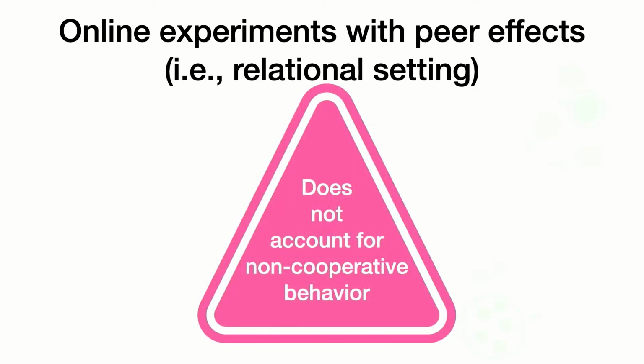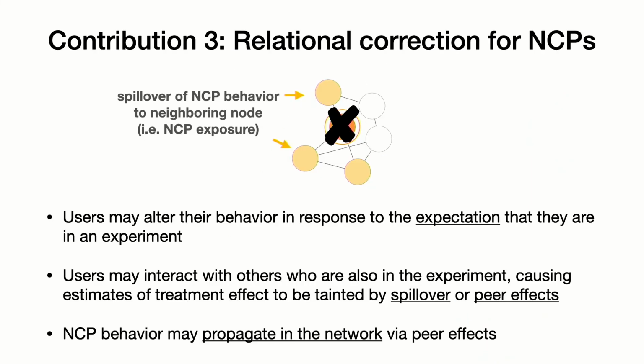However, this design does not account for non-cooperative behavior. In particular, there may be spillover of a similar form, but of NCP behavior to the behavior of neighboring nodes. So, users may alter their behavior in response to the expectation that they're in an experiment. Users may interact with others who are also in the experiment, causing estimates of treatment effect to be tainted by spillover or peer effects. And NCP behavior may propagate in the network via peer effects. If I simply remove the NCPs that I might be aware of, like this dark node in the center, that doesn't account for the additional bias through the observation of that outcome by neighboring non-NCP nodes.